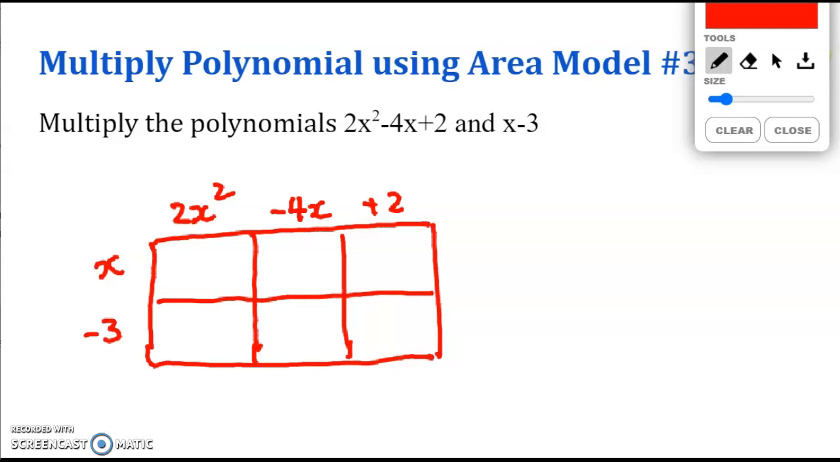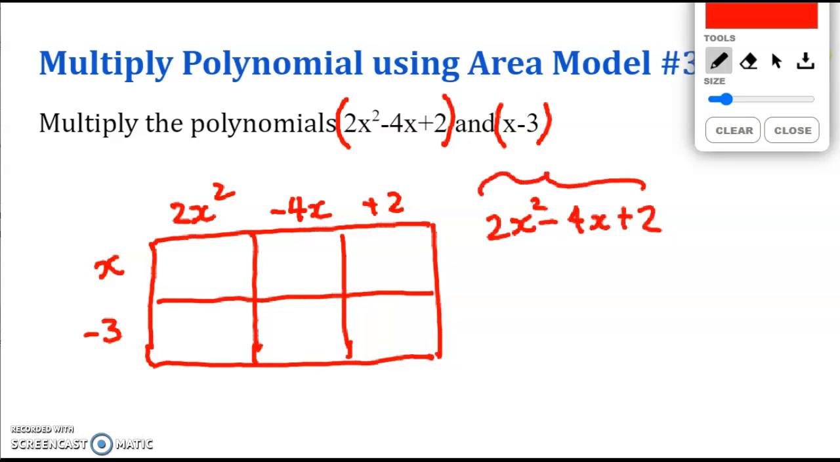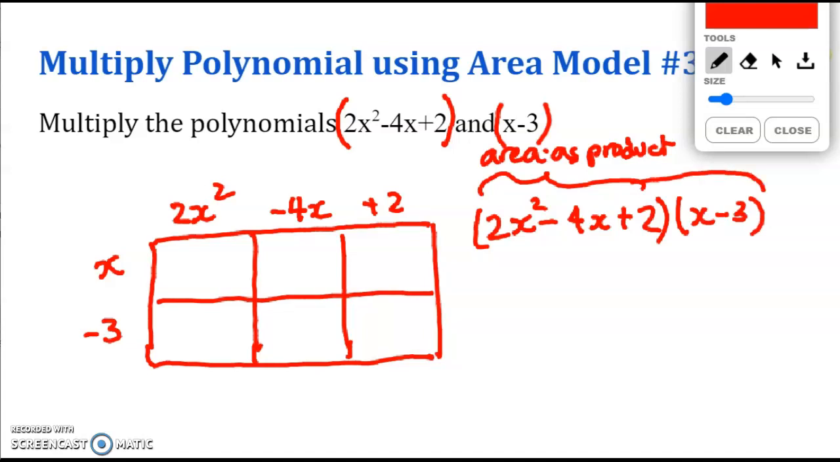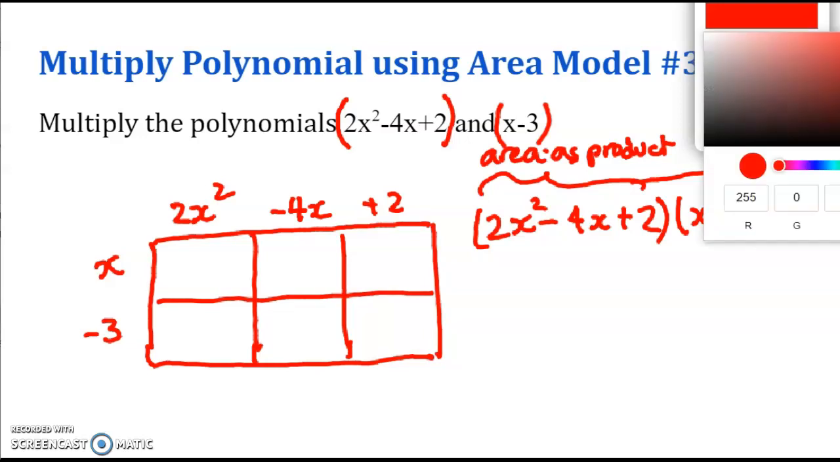So what are we multiplying? We're multiplying this polynomial with this polynomial. Okay, so that's going to be 2x squared minus 4x plus 2. This is the area as a product being represented here, length times width, x minus 3. I have not finished it. Okay, so this is the area as a product.